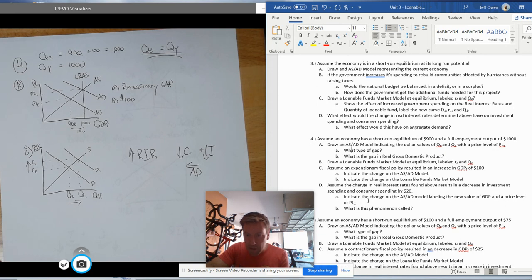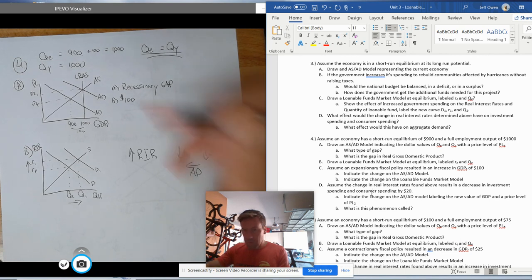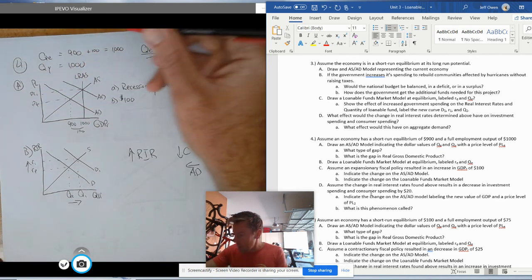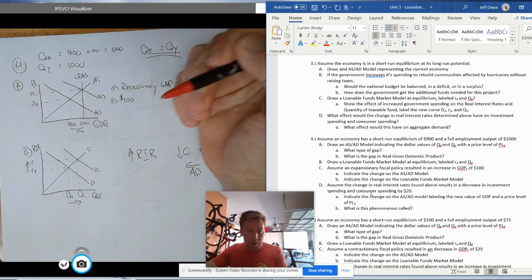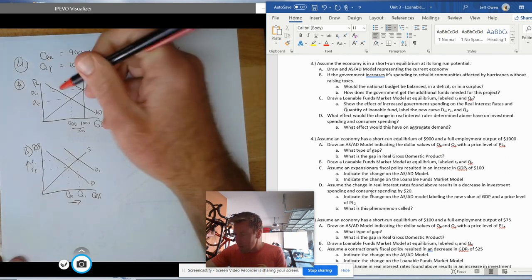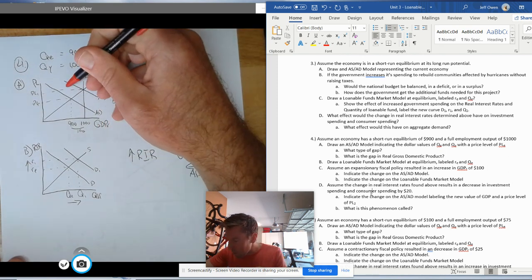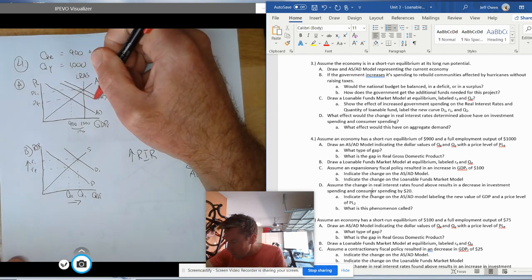So let's see. Indicate the change on the ASAD model, labeling the new value of GDP and the price level of PL1. Should have been PL2, because this is a work in progress. So here we go. If we took 1,000 and we minus $20, that's 980. So I would make that somewhere like right there.